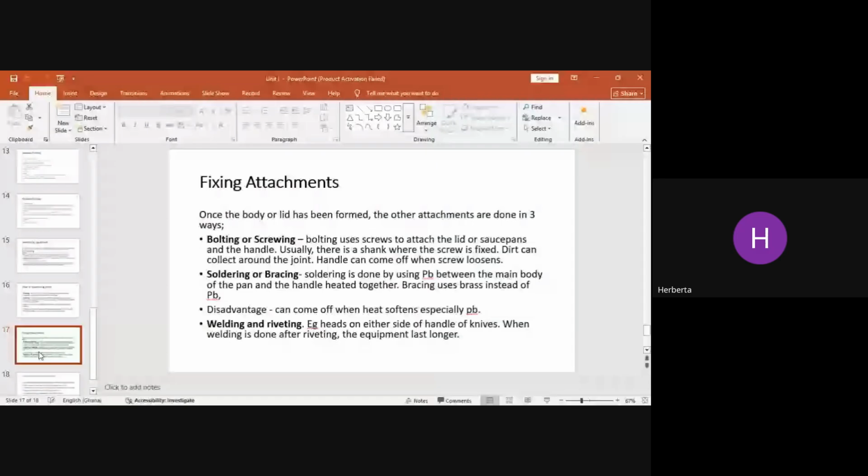Then we have the welding and riveting. Normally, when it is being attached, you use the same material. So if it is brass or iron that you use for the main equipment, you use the same material to make the handle as well. Then you fix it with a screw using a fixing machine. So of all the three, riveting is the one that can last long.